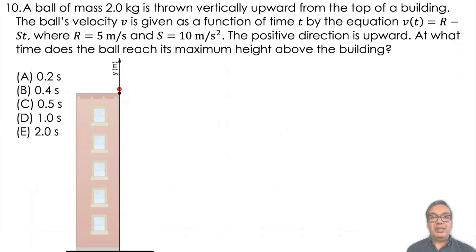A ball of mass 2 kilograms is thrown vertically upward from the top of a building. The ball's velocity v is given as a function of time t by the equation v of t is equal to r minus st, where r is equal to 5 meters per second and s is equal to 10 meters per second squared. The positive direction is upward.